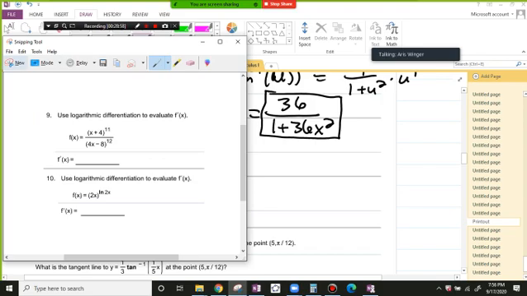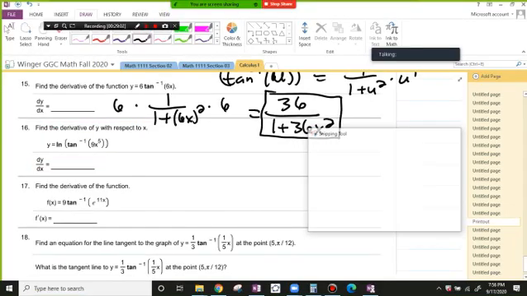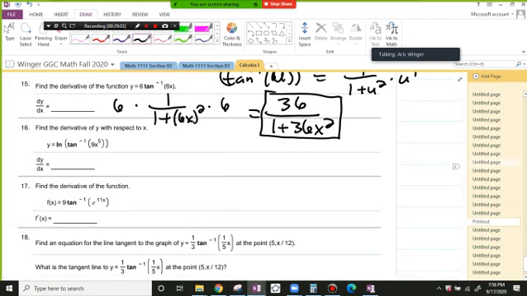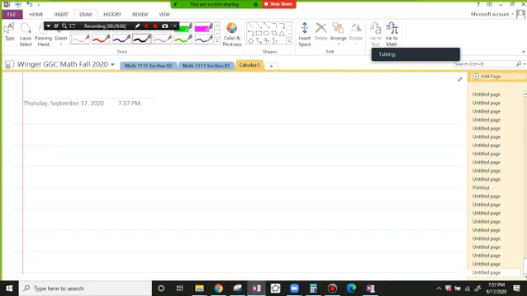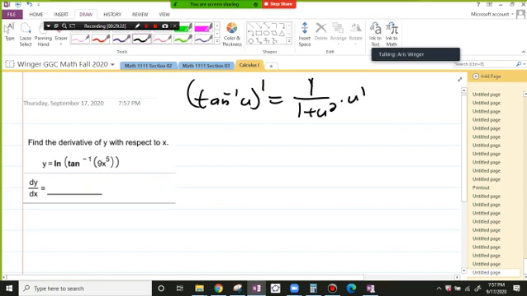Let's get a new sheet. Putting it all together. The derivative of the natural log of the inverse tangent of 9x to the fifth. The derivative of the inverse tangent of u is 1 over 1 plus u squared times u prime.